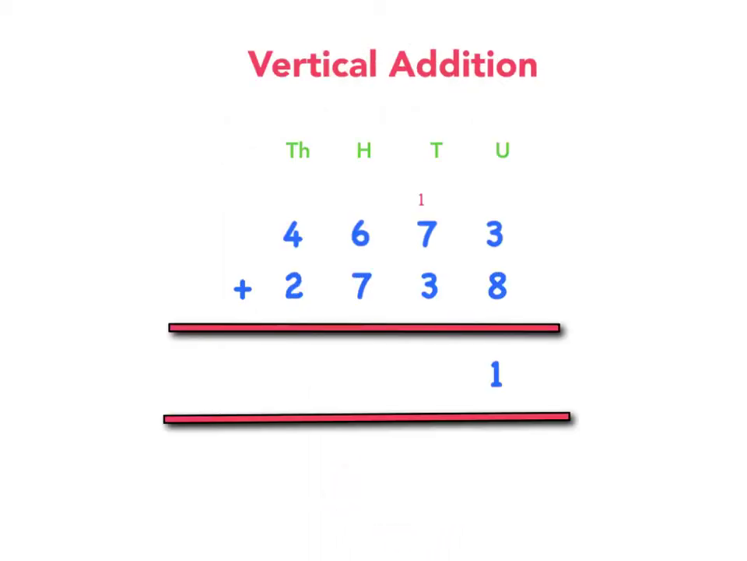Having a look back at our sum, we have the 1 unit dropped down into the units column and the 10 which is traded up into the tens column. So in the tens column we now have 1 ten plus 7 tens plus 3 tens. Let's have a look at that visually in our chart.